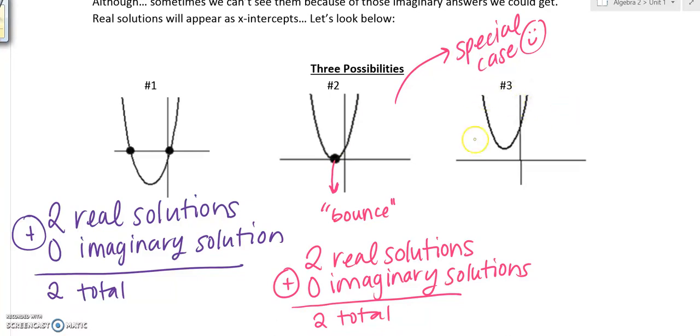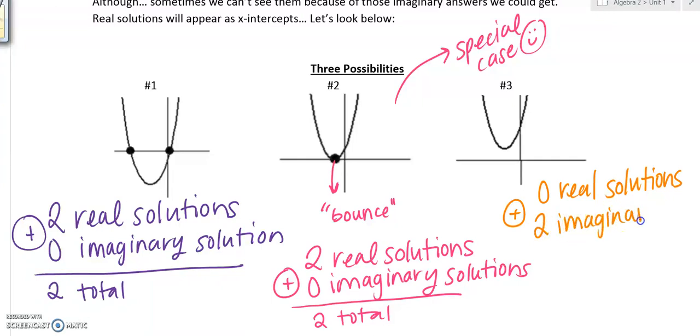Our last one, possibility 3, this parabola is just kind of floating. It's floating up there. It's not touching the x-axis at all. That means that I'm going to write down 0 real solutions. It's kind of just hanging out. Well, that's not good because I know it has to have 2, but I see none. So that means when I think about adding this going down, I must have 2 imaginary solutions.